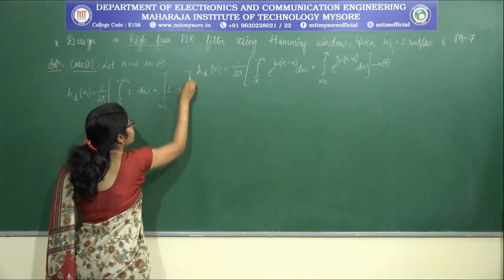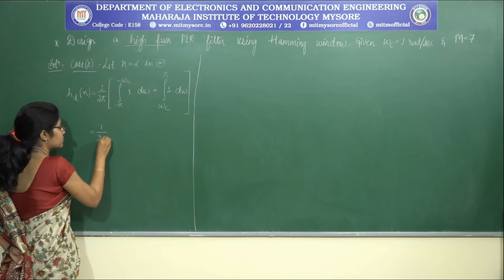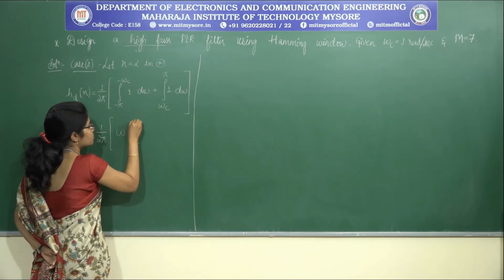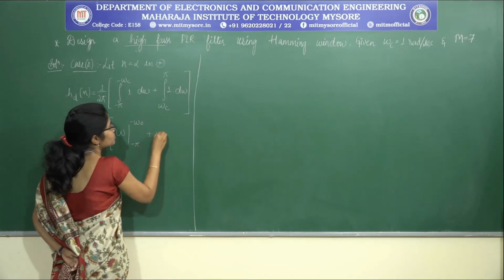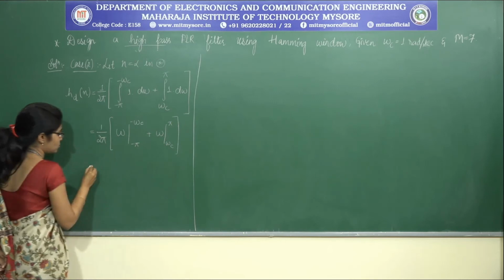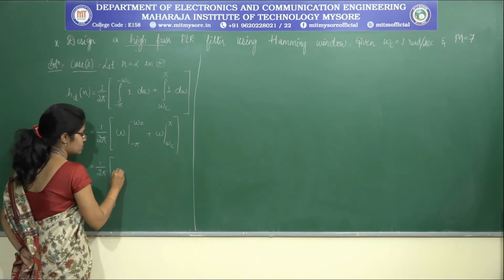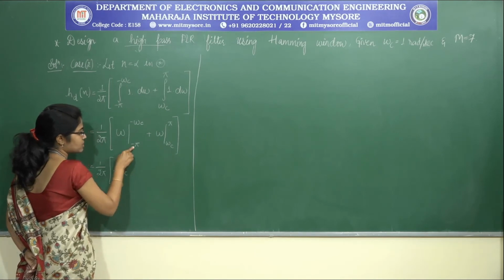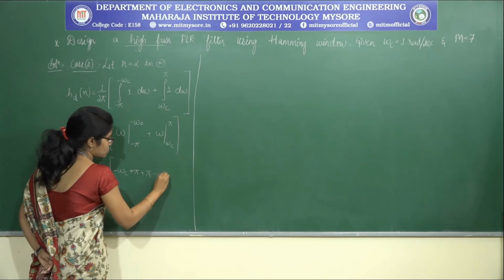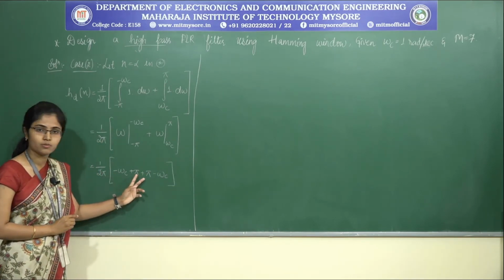If I integrate and continue to simplify this, I will get 1 by 2π, ω under the limits -π to -ω_c plus ω under the limits ω_c to π. Now if I substitute the limits, 1 by 2π summation of -ω_c, minus of minus becomes plus π, minus ω_c. So we have two terms of ω_c and two terms of π.